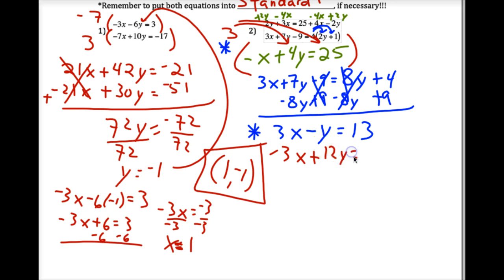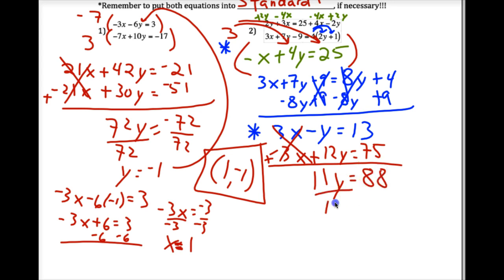Did you do 3 times 25 in your head? 75. We're going to add our 2 equations together to eliminate our x's. 11y equals 88. How convenient. Divide both sides by 11. Henry, 88 divided by 11? 8. Nice. Now, here's where it does become a little bit tricky.